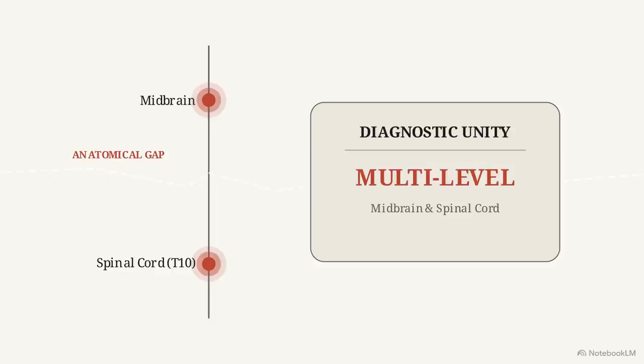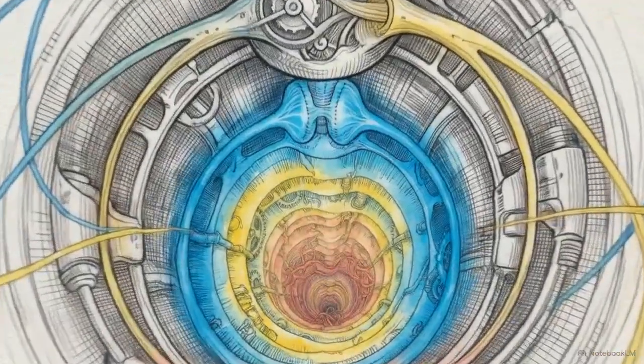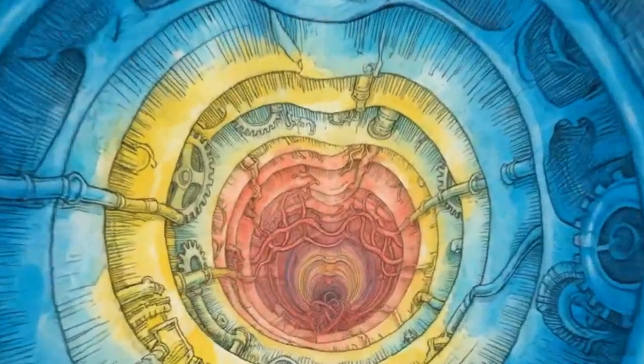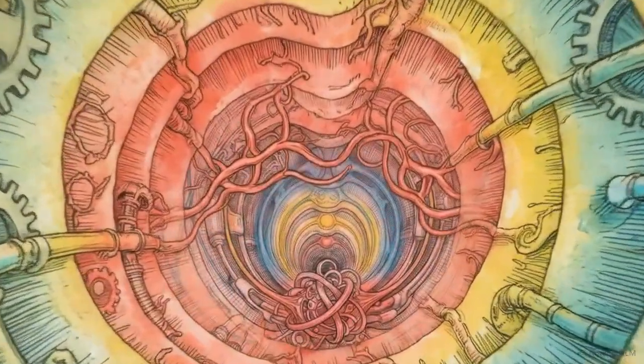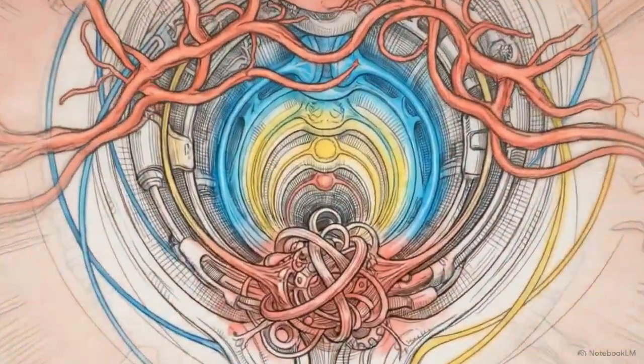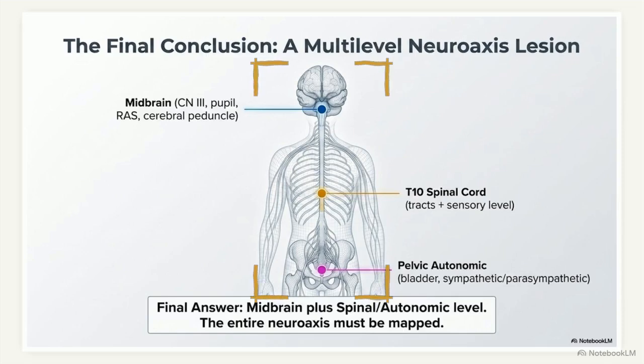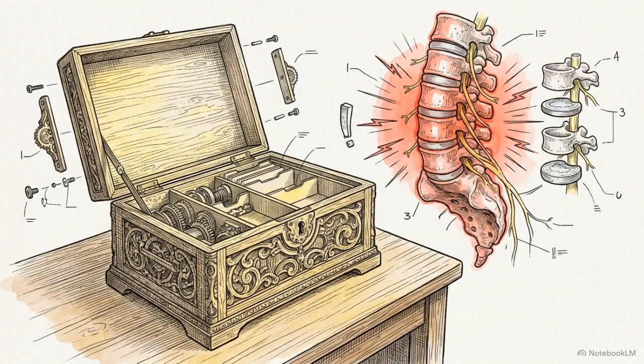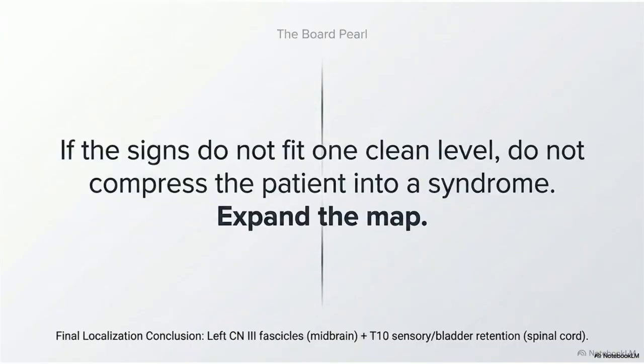The definitive diagnosis is a primary midbrain lesion, compounded by a secondary lower spinal cord or autonomic lesion. Our final coordinates span the entire vertical axis of the central nervous system: the midbrain, the T10 spinal level, and the pelvic autonomic pathways. Relying on a memorized syndrome would have resulted in missing the secondary spinal crisis entirely. When the physical signs refuse to fit a single clean level, do not compress the patient into a vocabulary word. Expand the map.